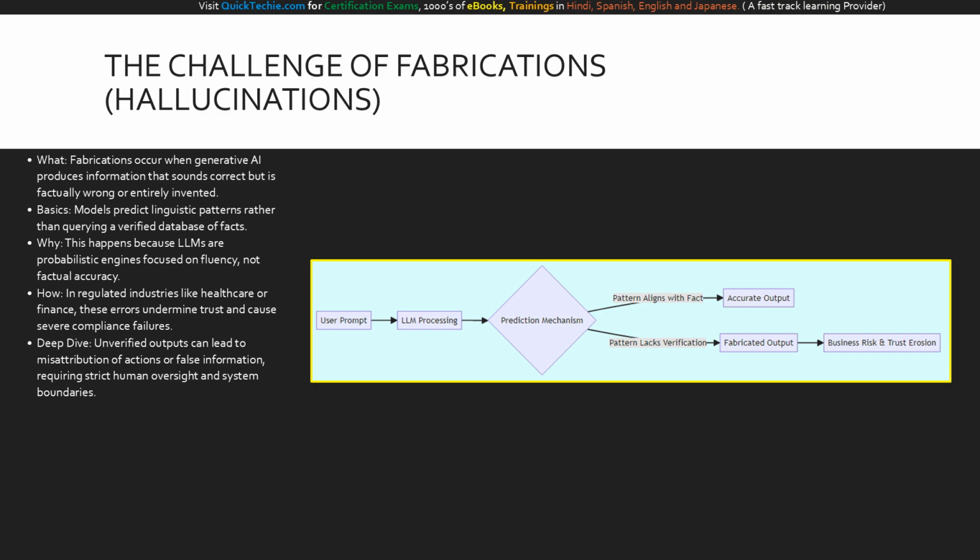This diagram visually demonstrates that fabrications are not a bug, they're a fundamental feature of probabilistic language generation. It clearly highlights why deploying a raw, unfiltered language model directly to your customers or critical business processes is incredibly dangerous. To mitigate the bottom path, we must introduce external verification steps, which leads us directly into our real-world use case on the next slide.